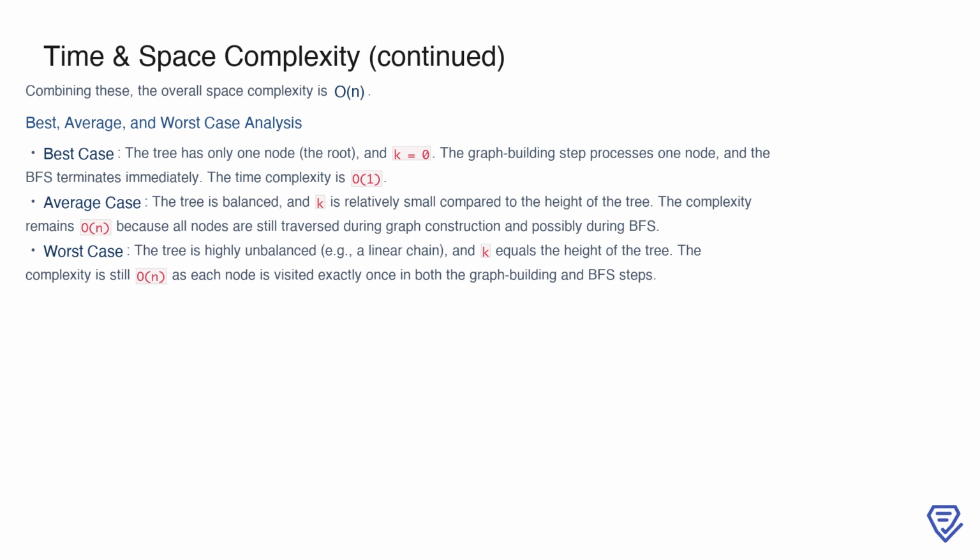Even in this case, the complexity remains O(n), because we still traverse all nodes during graph construction and potentially during BFS. The worst case occurs when the tree is highly unbalanced, resembling a linear chain, and k equals the tree's height. Despite this extreme scenario, the time complexity remains O(n), as each node is visited only once in both the graph building and BFS steps.